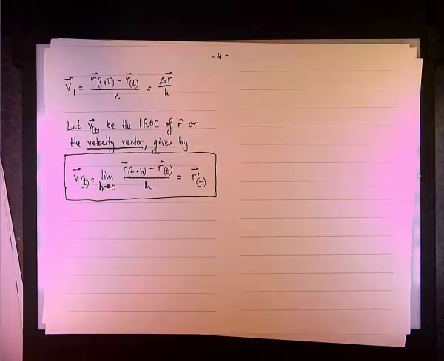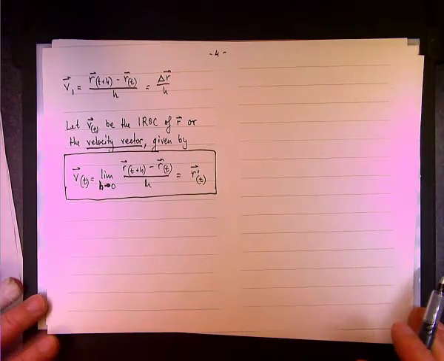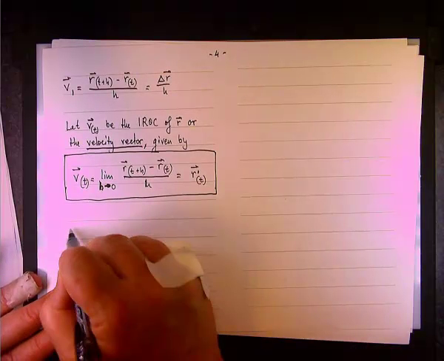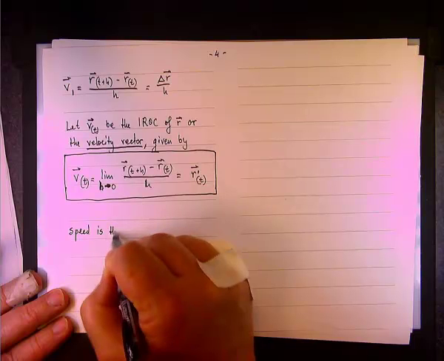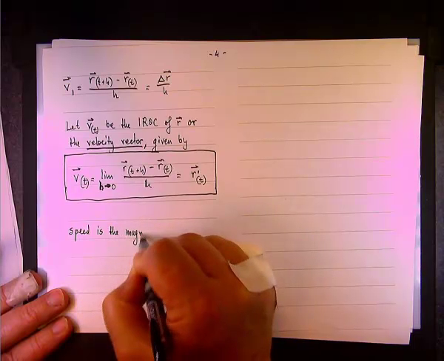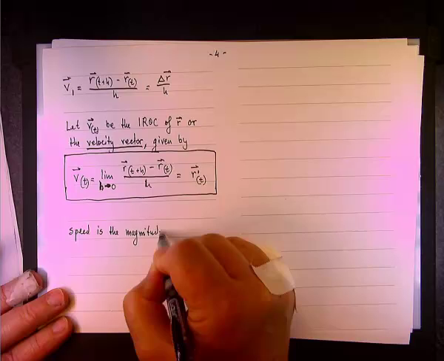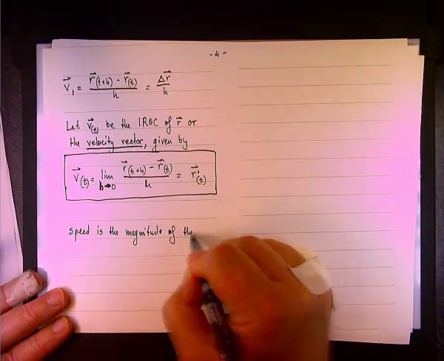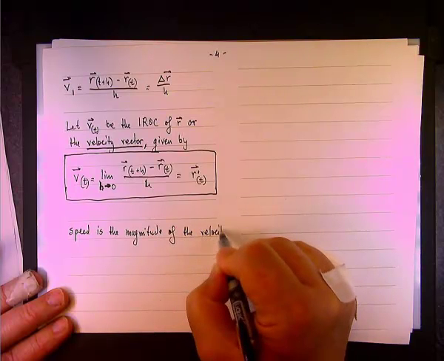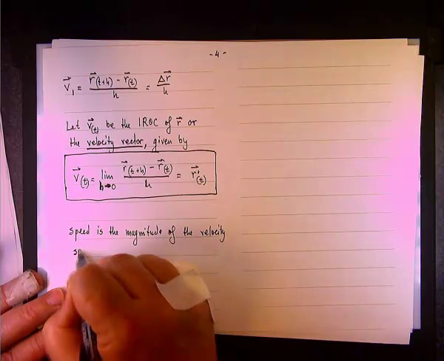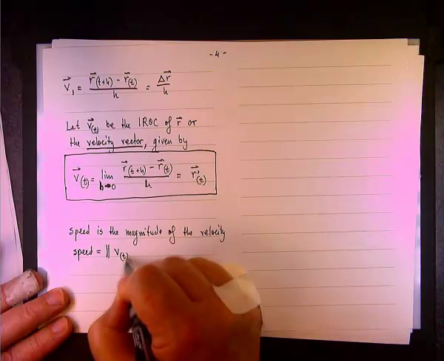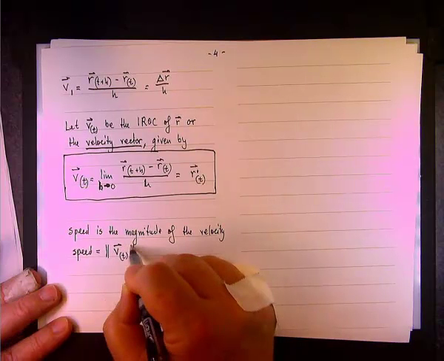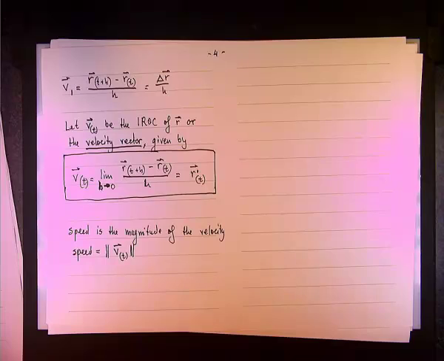Again, by default, if we don't say average velocity, we mean instantaneous. And of course, speed is the magnitude of the velocity. So we're going to say that speed equals the magnitude of v of t, like so.